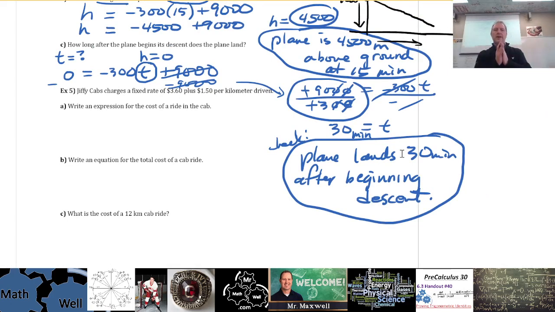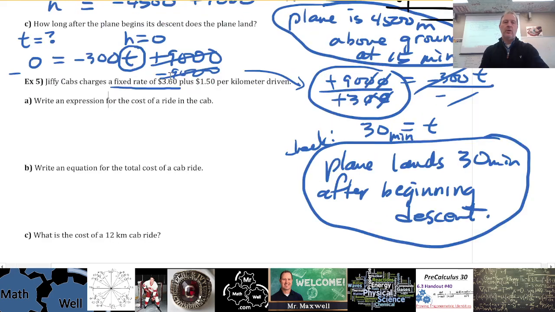Okay, so in example 5, to get you going, this fixed rate here, what you want to remember is when we had the table of values, when we created our equation, we had an adjustment that we had to make. So we had some number times a variable, and then we had to adjust something. This is the adjustment. As soon as you get in the cab, you owe $3.60. Then the price goes up $1.50 for every kilometer that you drive. So write an expression for the cost of the ride of the cab.